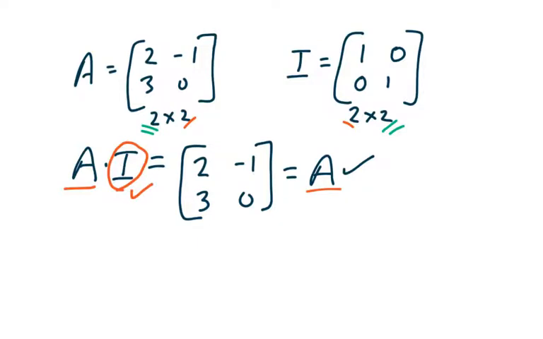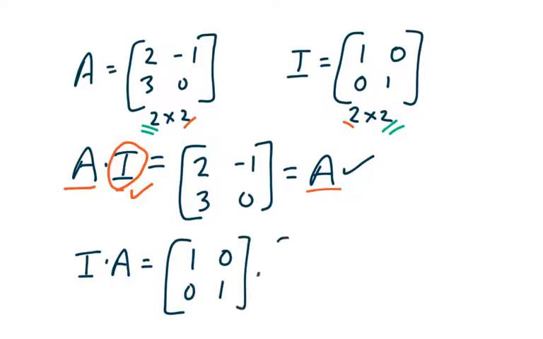Now, just to see what would happen, what if we reversed it? What if we did I times A? Again, that is legal because both of them are 2 by 2. Now, I'm going to rewrite this so I can actually see it in order. Here is my I. I'm going to multiply it times my A matrix.